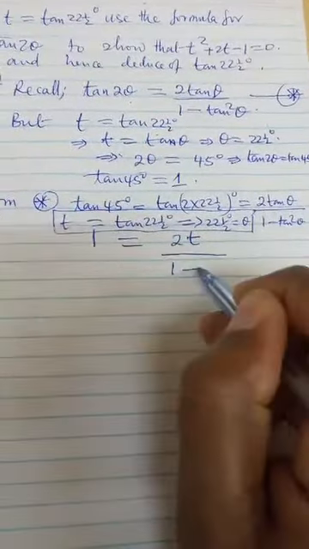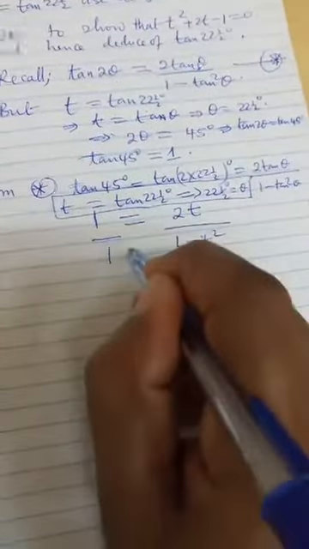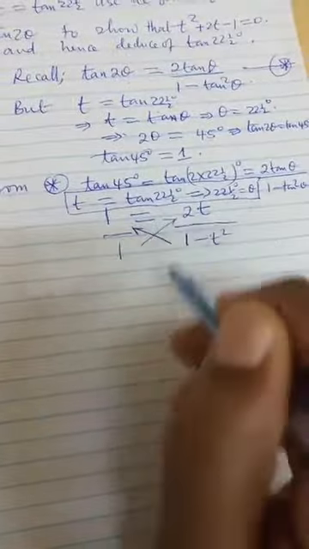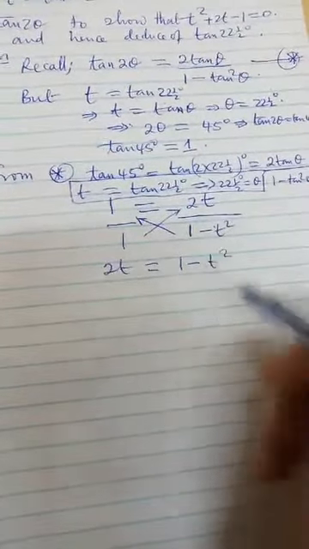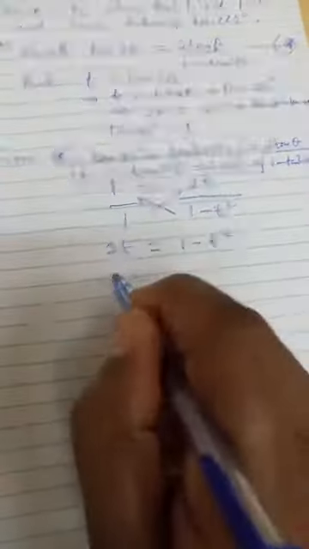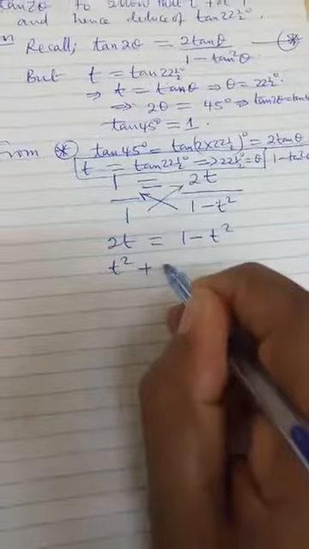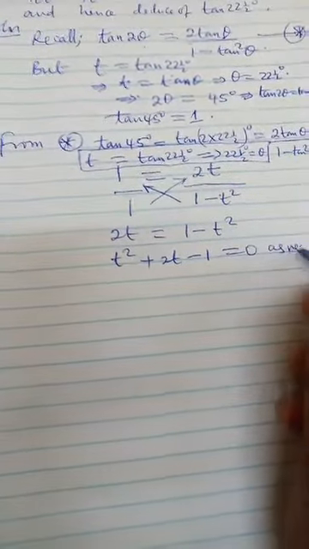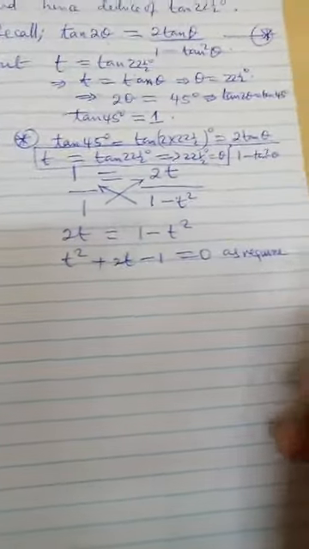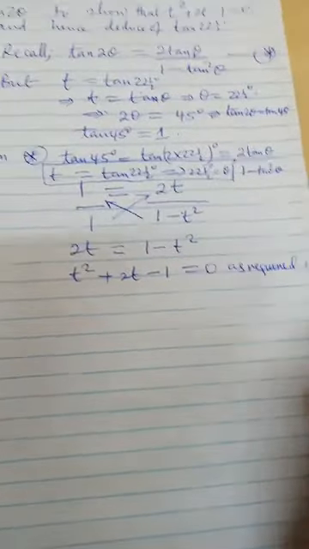So if we substitute for theta, 1 equals 2t over 1 minus t squared, and if we rearrange by cross multiplying, we will get 2t being equal to 1 minus t squared. If we rearrange everything by taking it to the left hand side, we get t squared plus 2t minus 1 is equal to 0, as required by the examiner. Basically, that is part of the solution.